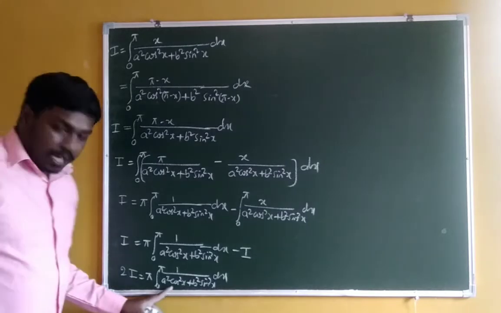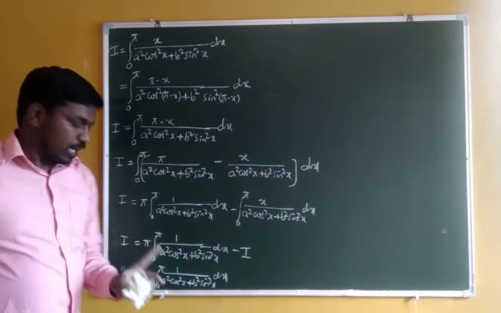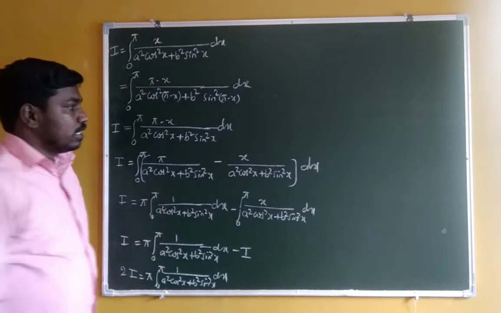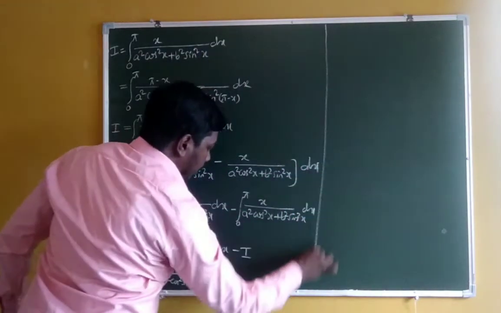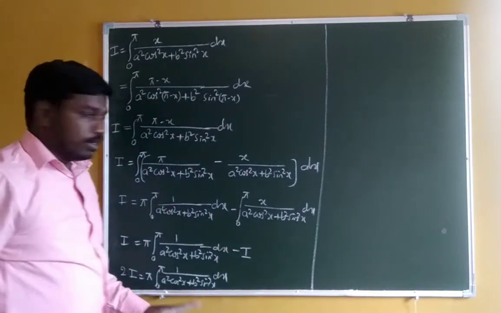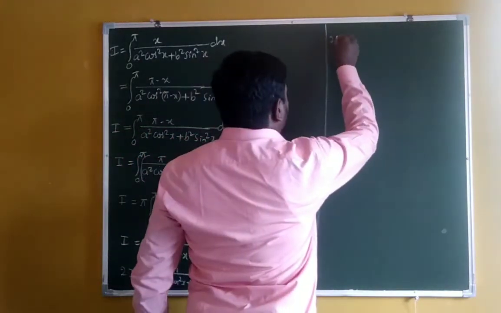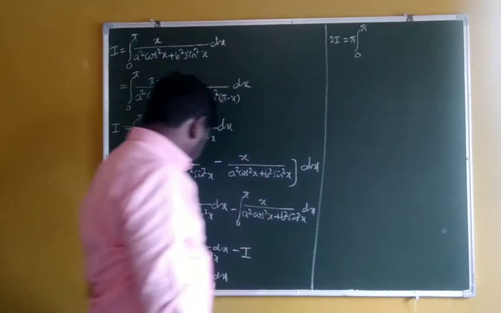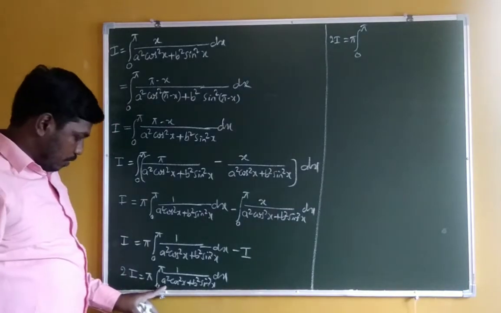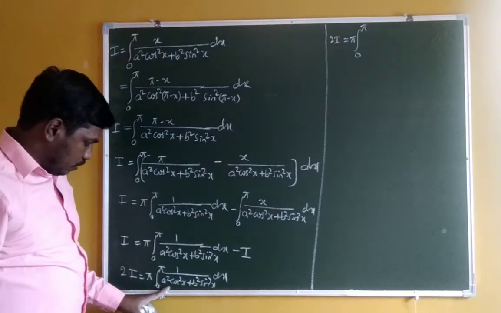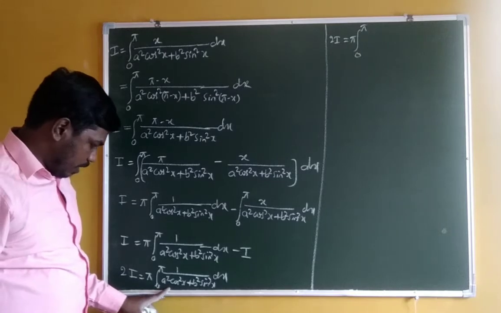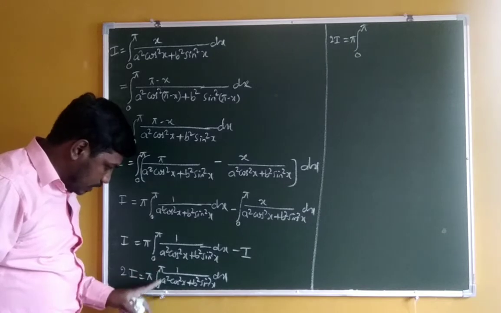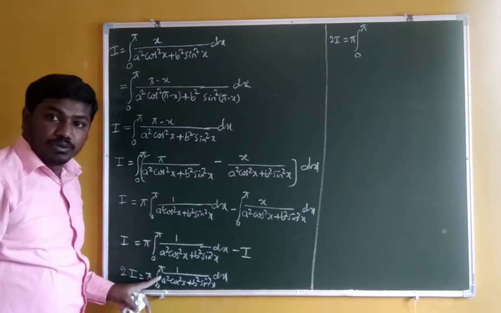Okay, here what do we do? In the denominator take cos square x common. If we take cos square x common, then here it should become sin square x by cos square x, correct? Yes. So take the common cos square x in the denominator. So 2I is equal to pi into integration from 0 to pi. But here we should not take cos square x common; what do we do? Let us use the property. This 0 to pi, we can write as 0 to 2 times pi by 2, correct?